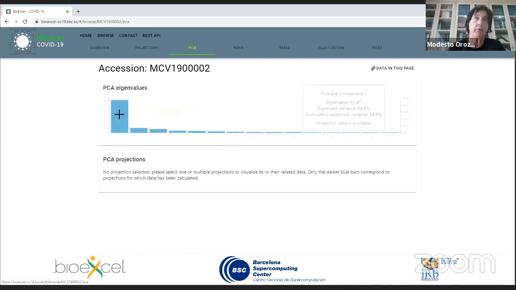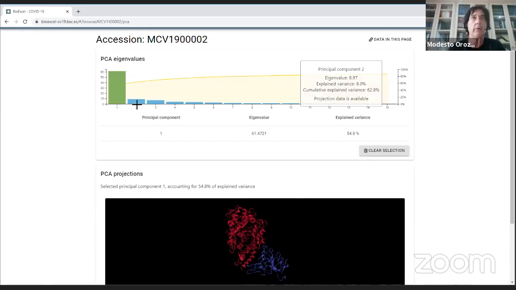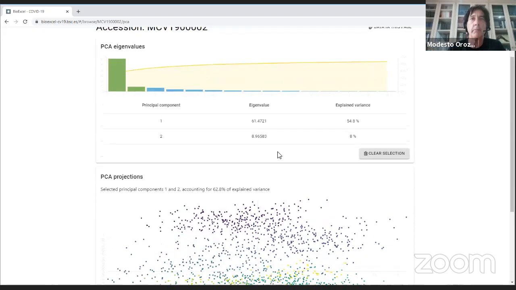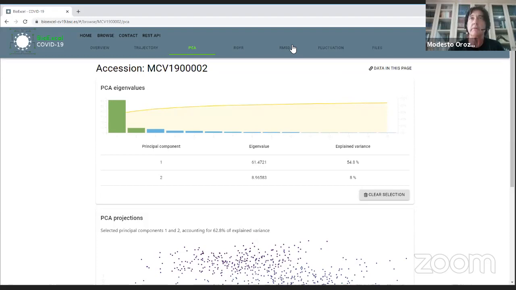For example, you can see the main movement, the main principal component of the movement, this kind of rolling. You can see how the protein projects. In this case, this is a projection in two principal components. Here you can conclude that we have an equilibration problem because the trajectory is moving somewhere else. Probably it was a receptor that did not correspond to the viral protein, and then the protein is drifting a little bit in one of the directions of the space.